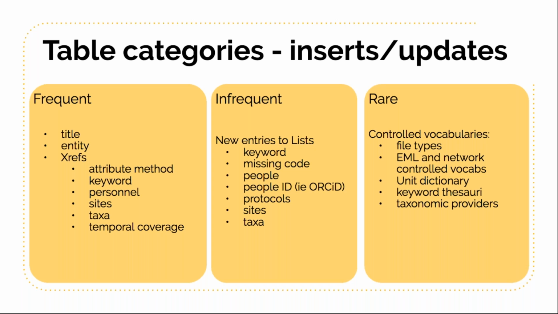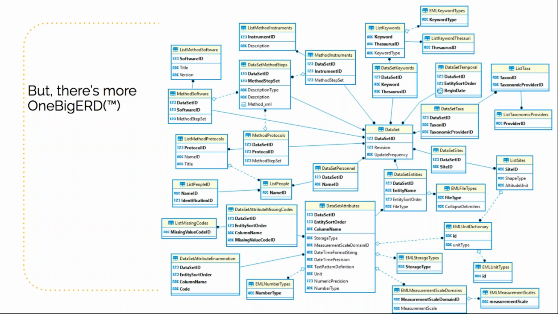And then there are tables that you edit rarely. For example, controlled vocabularies coming from EML. New versions of EML come out, what, every few years or something, every decade? So you can expect those kinds of tables not to be updated hardly at all. So it's not that bad. Don't let that giant, what was it called? One big ERD scare you.